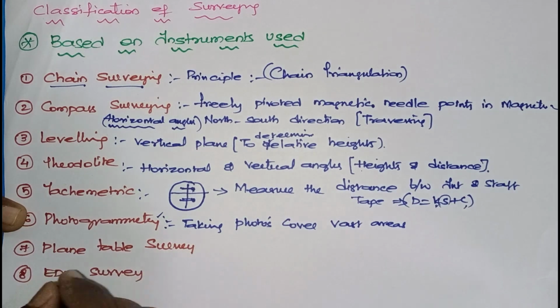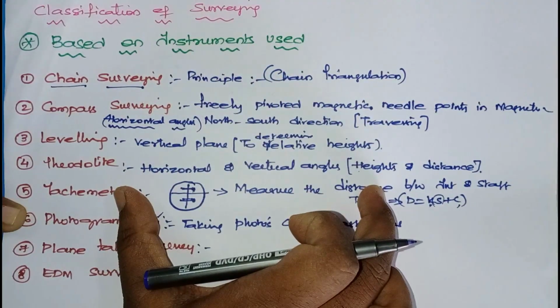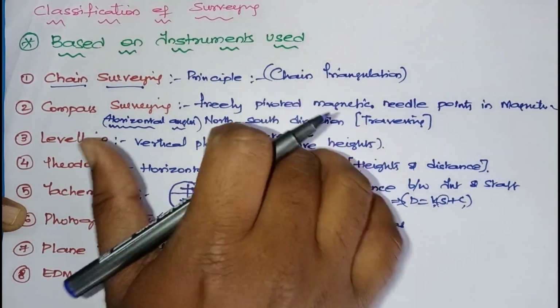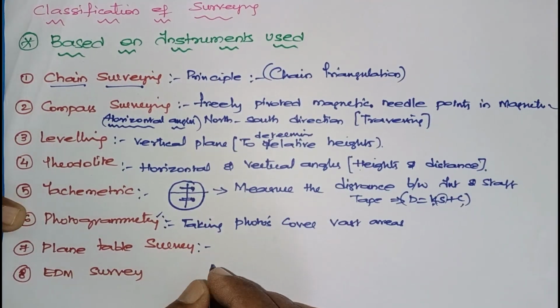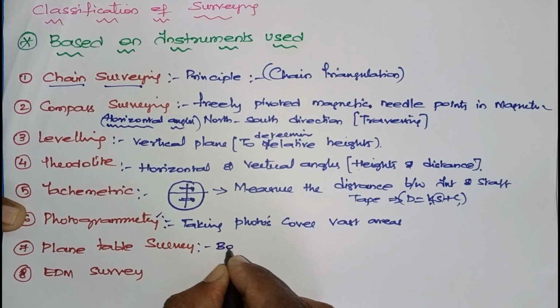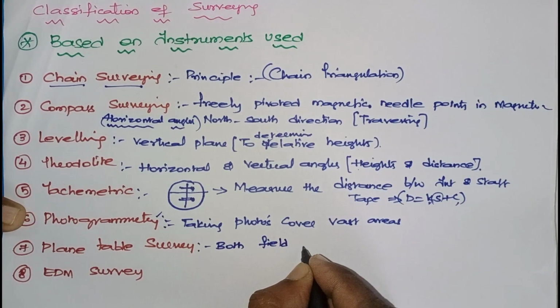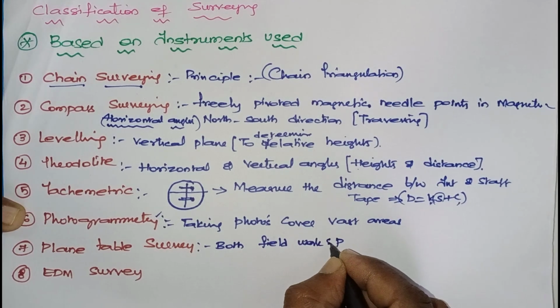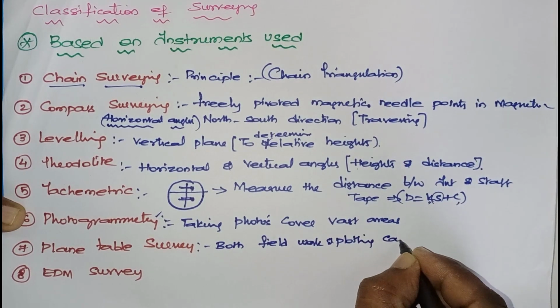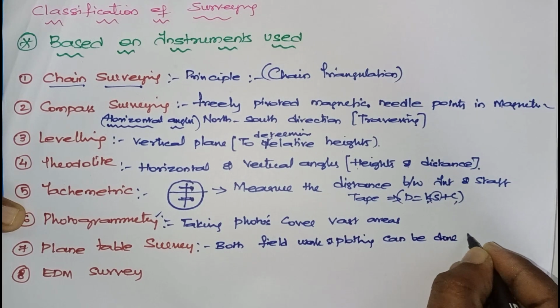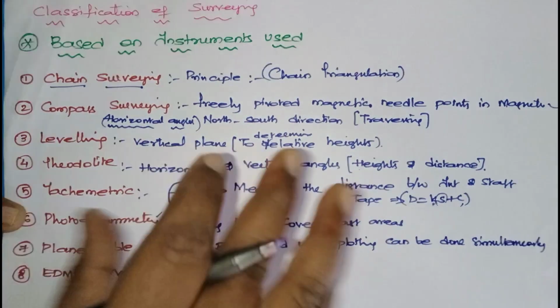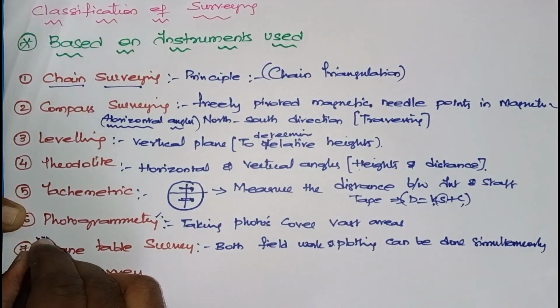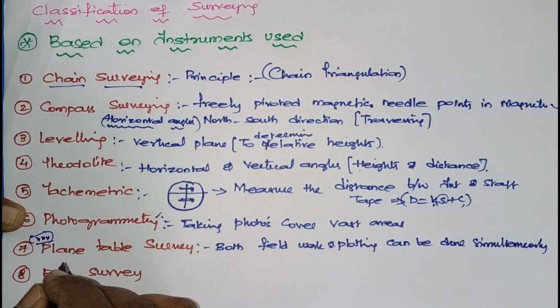Now, what is this plane table surveying? In other surveys, you perform the work in the field and come to the office, and you do the remaining portion, that is plotting. Whereas plane table surveying is both field work and plotting, which can be done simultaneously, all at once. You plot in the field itself. But nowadays it is outdated.